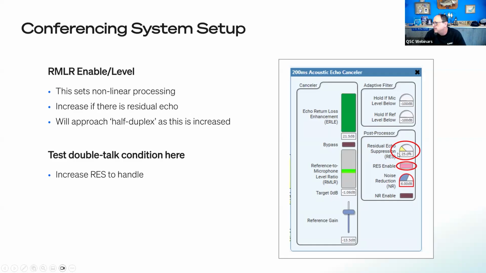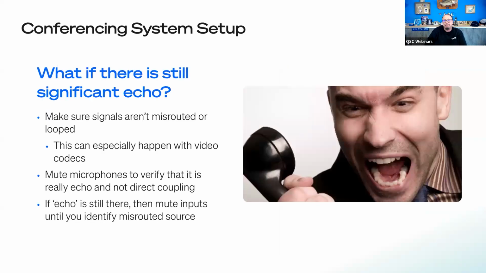Increase if there's residual echo, but at some point, if you turn this up too much, the residual echo suppression, you're going to end up getting to a half duplex. So it's going to be like a walkie-talkie instead of a phone call, right? So just make sure that you're not turning that up too much, but that will help. Essentially, I like to look at that like, hey, it's kind of like adding a little bit of tail length to the 200 or the 300 that I'm set to.